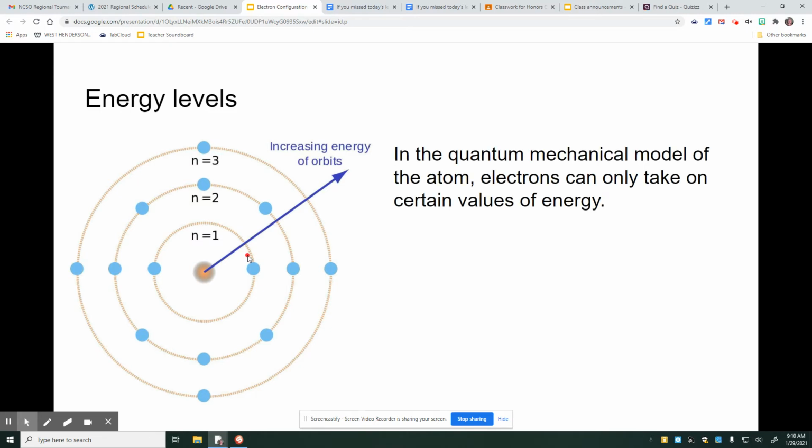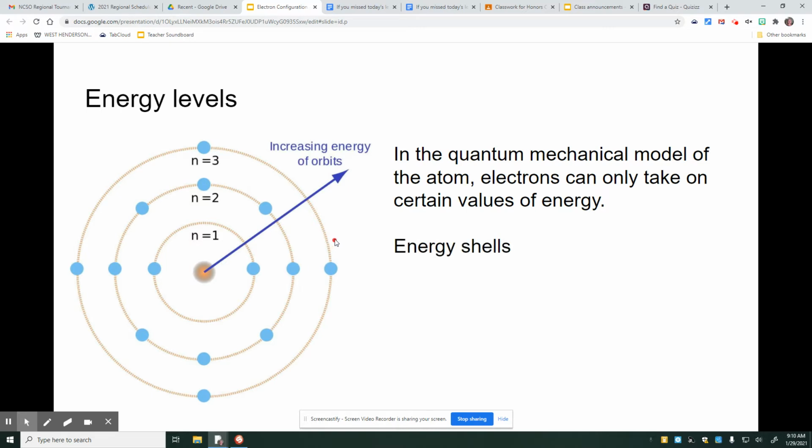So in the quantum mechanical model of the atom, electrons can take on only certain energy values. So we will find electrons this distance away, and this distance away, and this distance away from the nucleus. And we won't find electrons in between these energy levels. That's because the energy is only in certain packets, and you can't have half a packet of this certain energy. So we do have these energy levels.